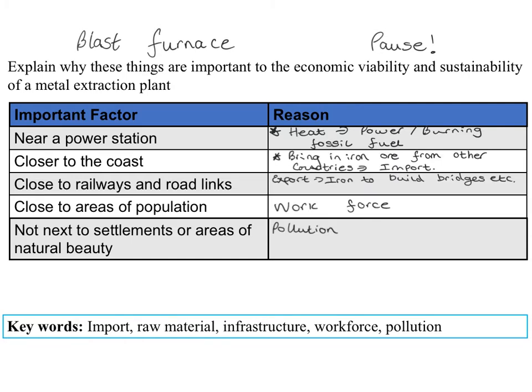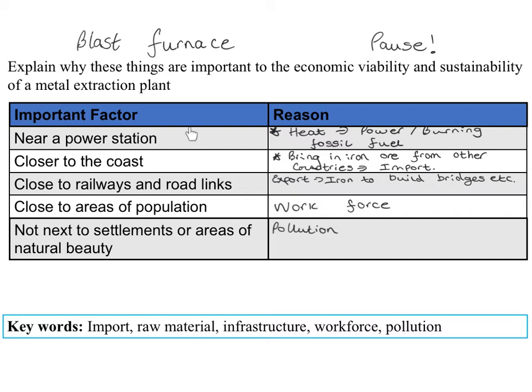Okay, so here are a couple of answers that I came up with. You might have come up with other ones. So another important factor is to be close to the coast so we can bring in the iron ore from other countries and import. Close to railways and road links to export the iron so that we can send it to other parts of the country to build whatever we need to build. Close to an area of population, we need a workforce, okay? And they're not next to settlements or areas of natural beauty. We don't want to pollute those areas.